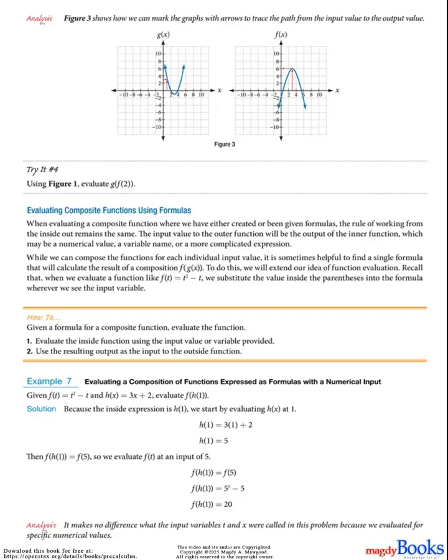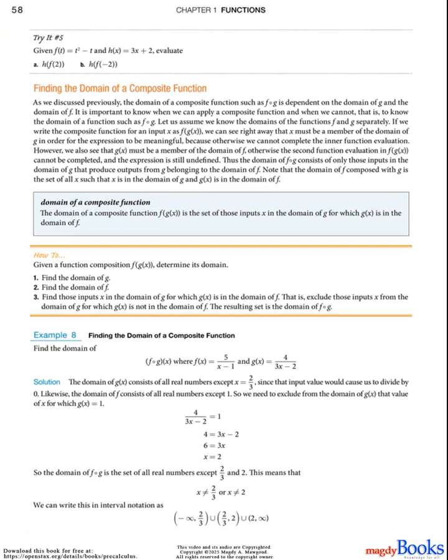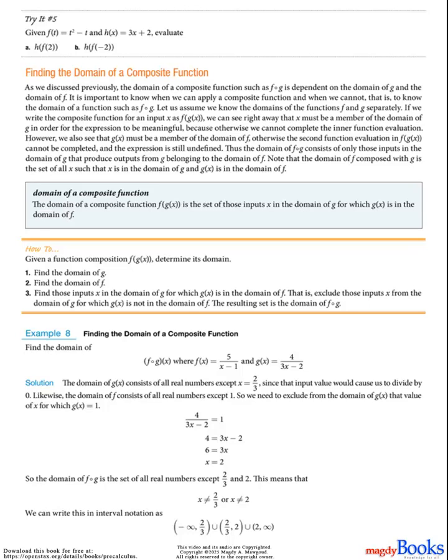E. Analysis. It makes no difference what the input variables t and x were called in this problem because we evaluated for specific numerical values. Try it number 5. Given f of t equals t squared minus t and h of x equals 3x plus 2, evaluate. A. h of f of 2. B. h of f of negative 2.